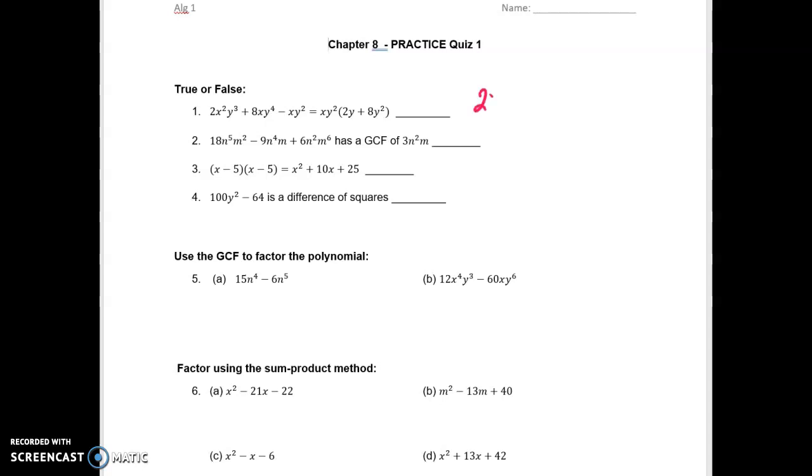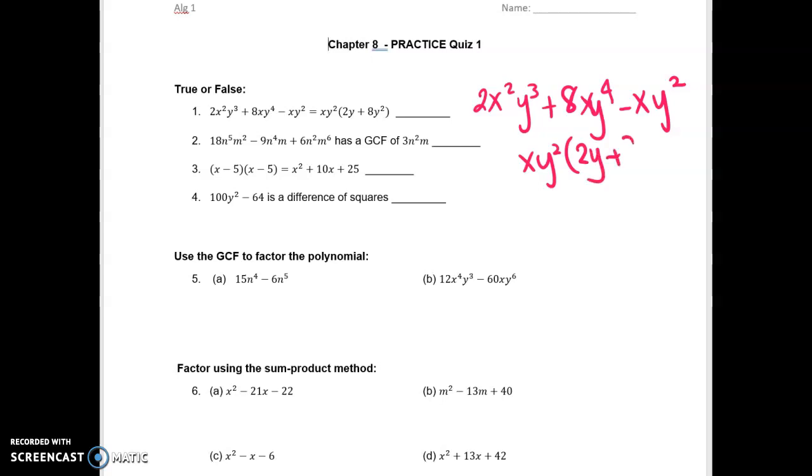Well, if we have the polynomial 2x squared y to the third plus 8xy to the fourth minus xy squared, if we pulled out a GCF, our GCF would be xy squared. If we pulled it out, we'd end up with 2xy plus 8y squared minus 1, which is not the same as what we have over here, so this is false.